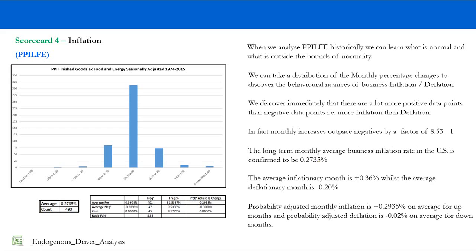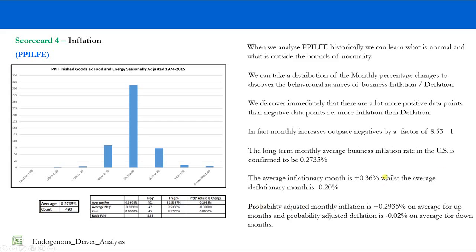And when we look at only the cases in the positives and the negatives separately, in an average up month, we should expect 0.36% when we compare to historical data. And in the average deflationary month, we should expect to see, on average, around minus 0.2%. And the frequencies we can see here as 81% of data is up months, 9.5% of data is down months, and we have our zero cases here at around 9%.